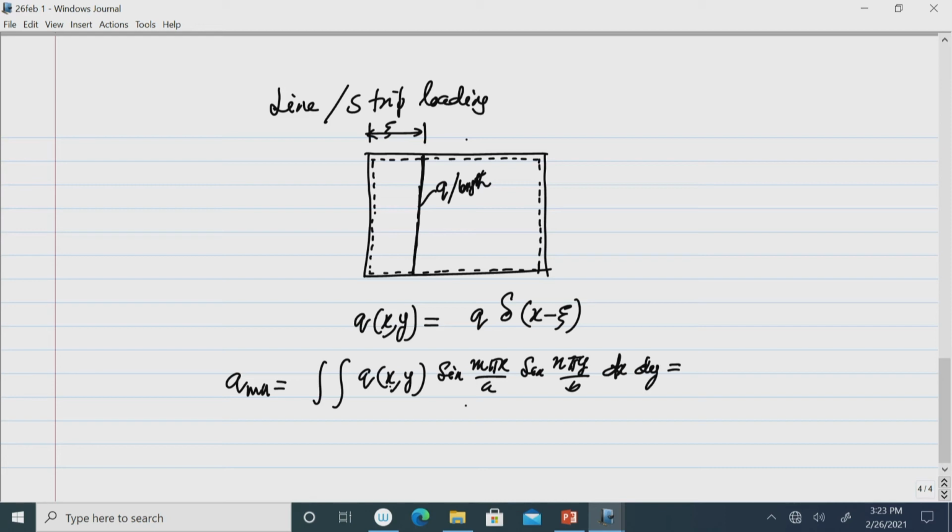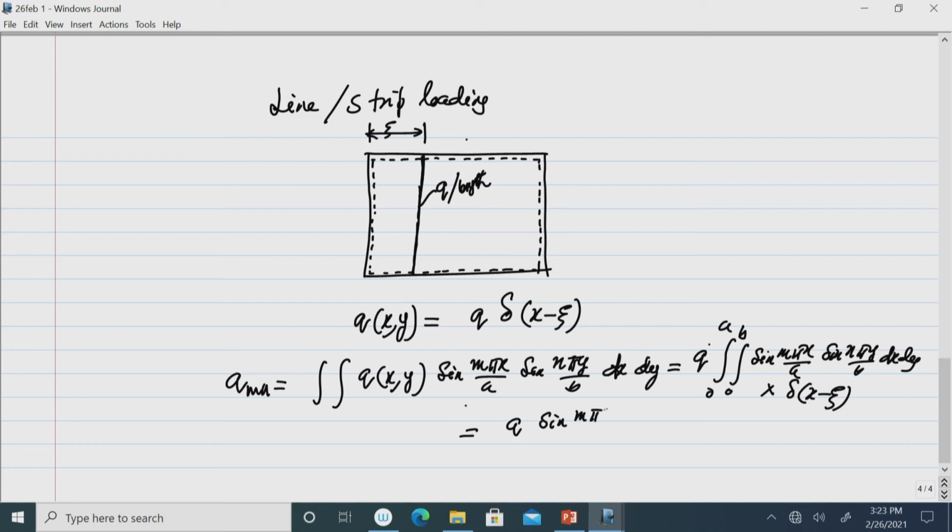Now, replace this q(x,y) by q, q is a constant. So, we can take it out. Okay. Then we have this value sin m pi x by a sin n pi y by b dx dy multiplied by the Dirac delta function x minus xi. Okay. Now, integration with respect to x will result in a value, say q sin m pi xi by a, then the integration with respect to y remains.